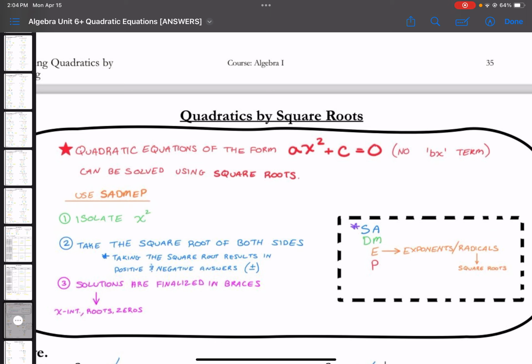From these notes, you can see that this method of solving quadratics by square roots is perfect for when there's no bx term. So when we recognize that it just has a square and then a constant, let's use square roots. Because after learning all of these methods, you have to figure out what works best or quickest for those specific types of problems. You're going to isolate the x squared, and then you're going to take the square root. You're going to undo that exponent.